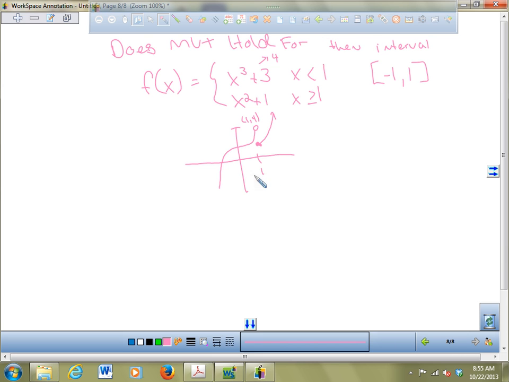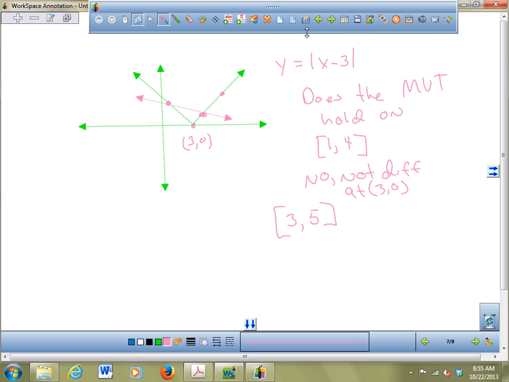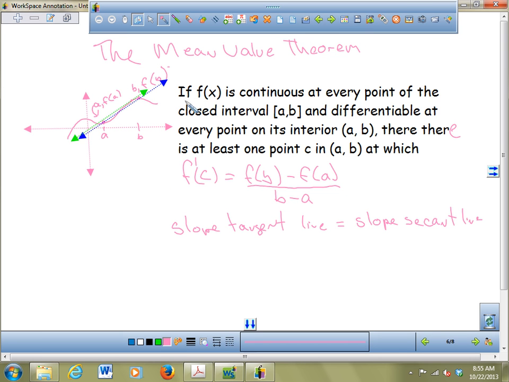If this is a point 1, this is a point 1, 2. What do I have here, right here at 1? It's discontinuous at that endpoint, right? And if I go back and look at my definition of the mean value theorem, if f of x is continuous at every point of the closed interval, is it continuous at b? No. No, it's not continuous at b.